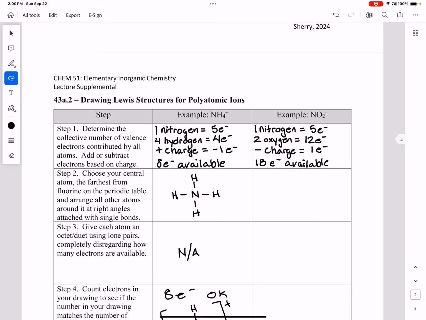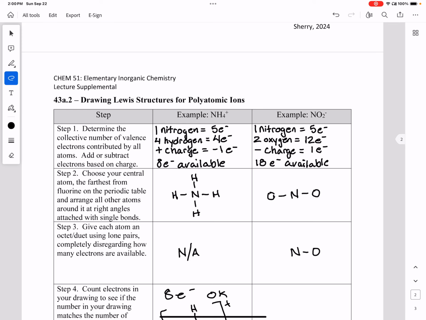Okay, so let's choose nitrogen as our central atom. It is the farthest away from fluorine. We're going to put our oxygens evenly spaced away from each other, attached with single bonds. Okay, we can see that the octet rule is not satisfied for anybody.